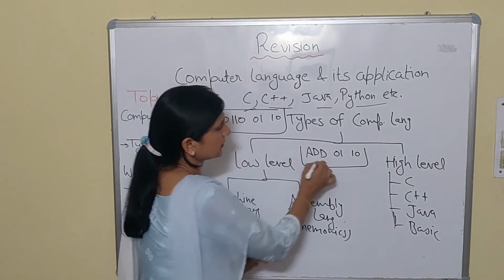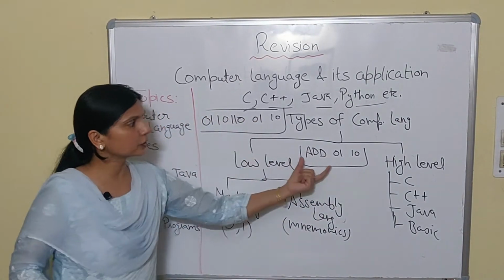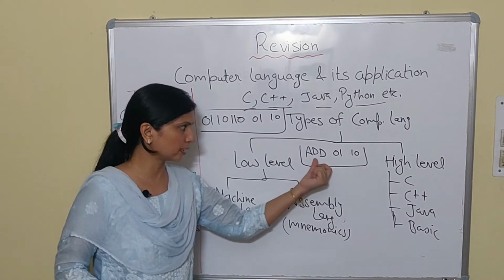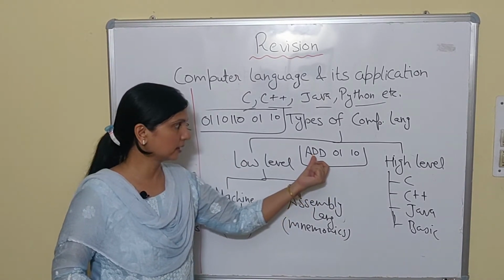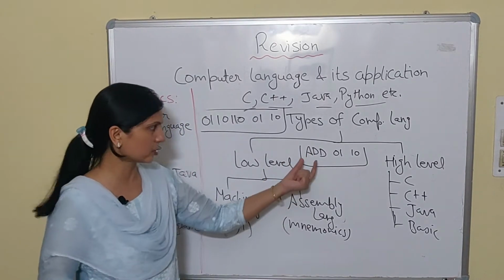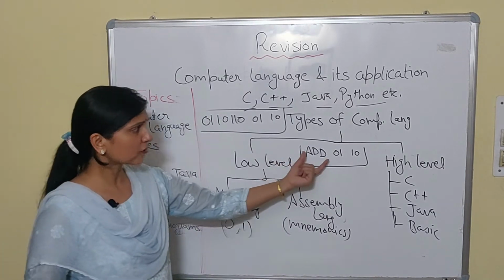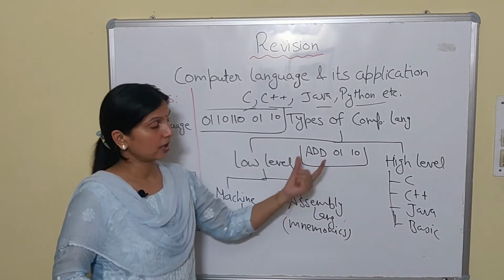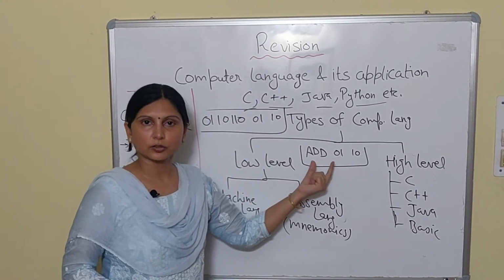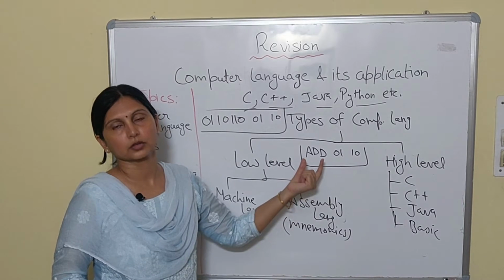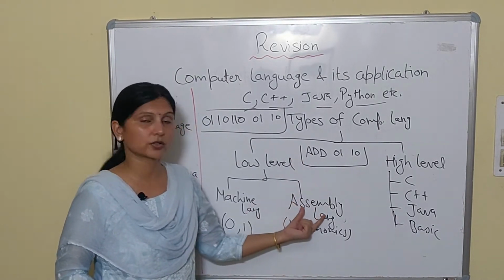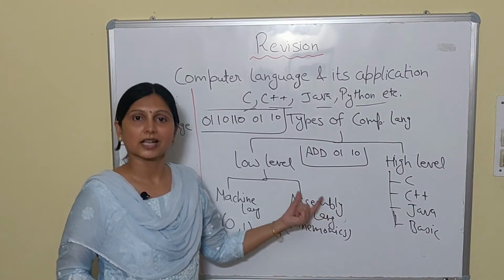Now which one will be easier for the user to write the instruction, this one or this one? Obviously this one, because it is easier for the user to learn to write instructions in terms of these types of symbols. These are called mnemonics. So this was the advantage of assembly language. Now what was the disadvantage? If you are giving instructions in terms of mnemonics, they will not be directly understood by the computer. So what do you need? You need a translator, and the translator in the case of assembly language was the assembler.